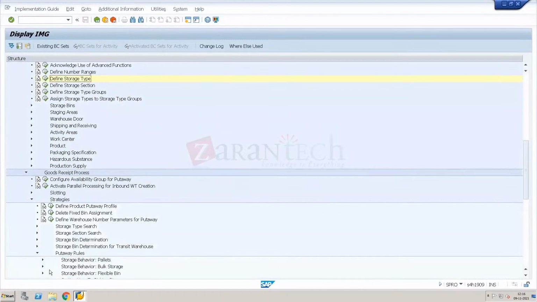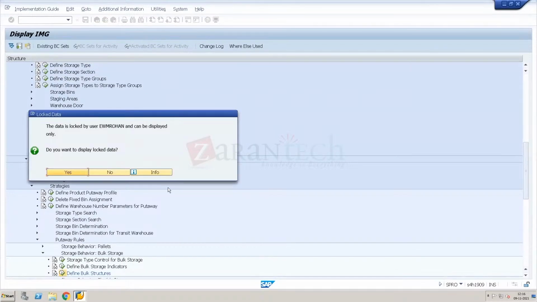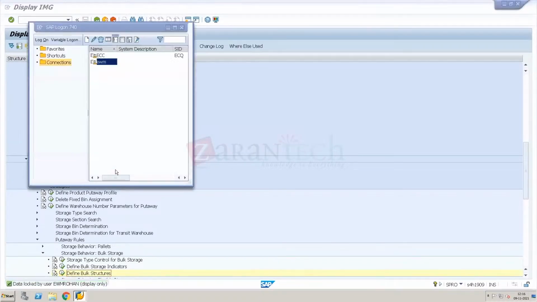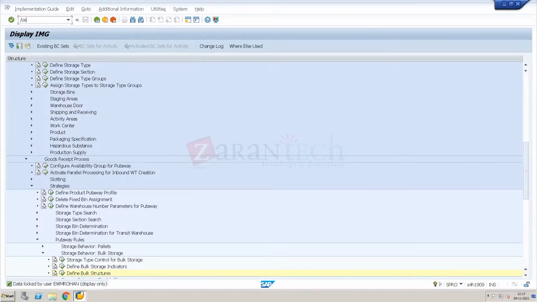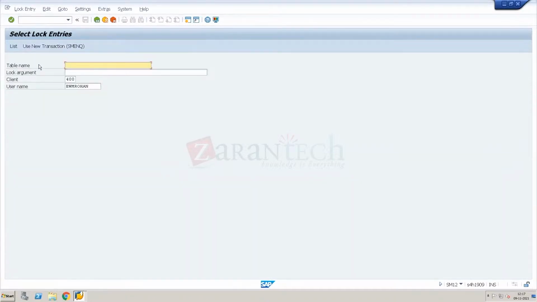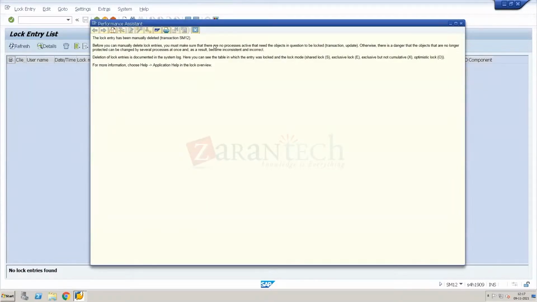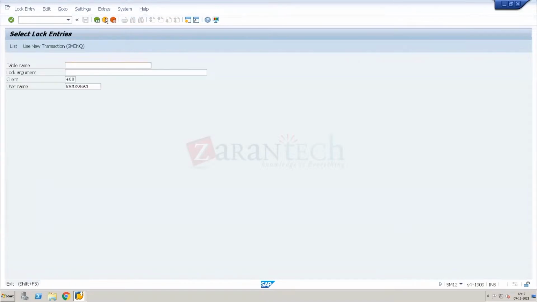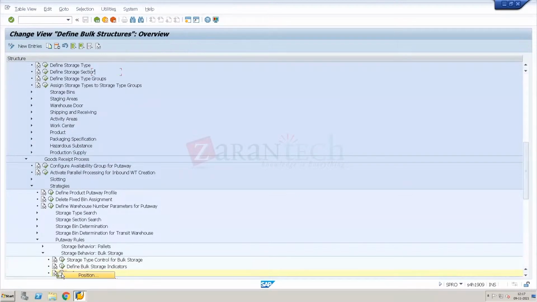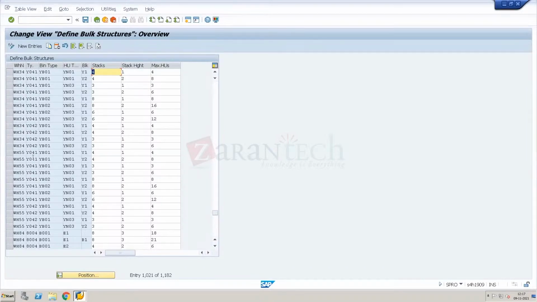So you can go to put away rules and we come here, the bulk storage, where you find the structure over here. Let me clear the log. Deleting the log entry. Okay, see here we are. I hope there'll be no entry for 8004. So I'll make an entry here.